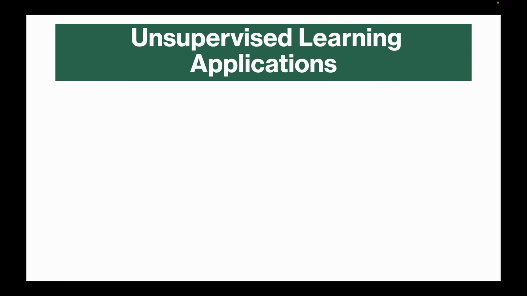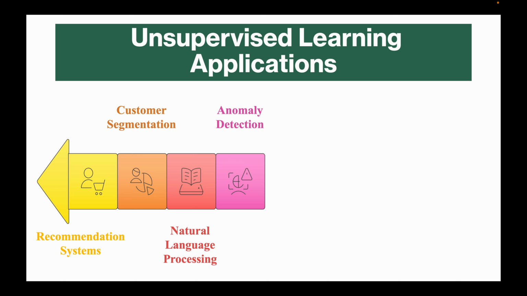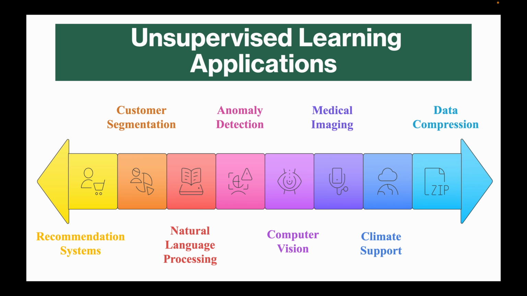Unsupervised learning applications. The applications of unsupervised learning are in recommendation systems for various products and services, customer segmentation for personalized marketing, natural language processing to categorize articles, anomaly detection in cybersecurity and finance, computer vision for object recognition, medical imaging for image detection and segmentation, climate science for weather analysis, data compression, and feature extraction in deep learning. These are some of the applications of unsupervised learning. Now let's move to the next chapter.